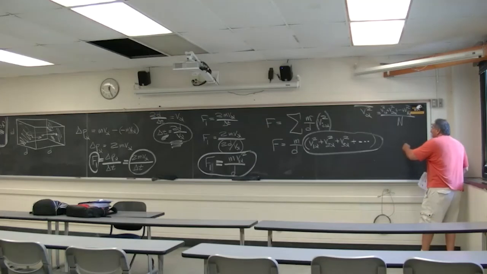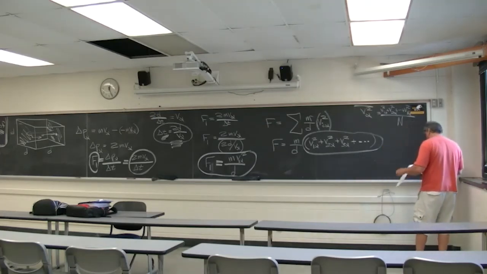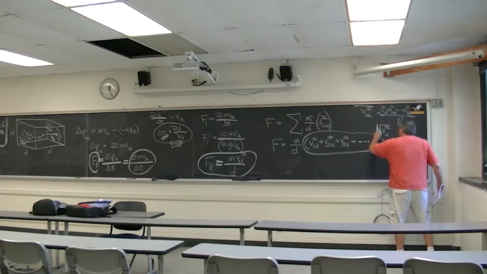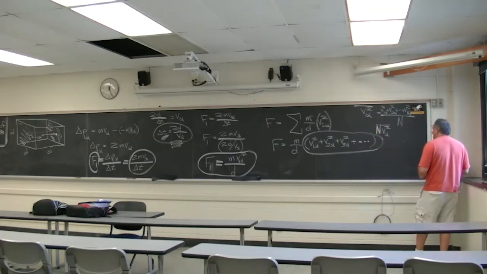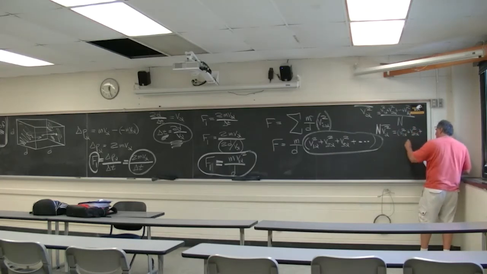Wait a minute. What happens there? If you take capital N, the total number of molecules present, and multiply it by the average of v sub x squared, that's going to give you v1x squared, v2x squared, plus dot, dot, dot.